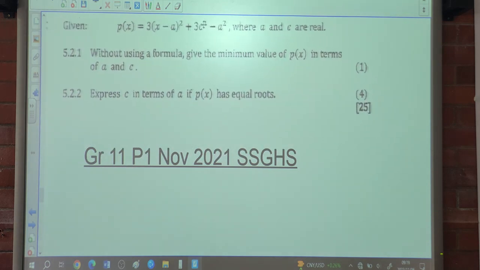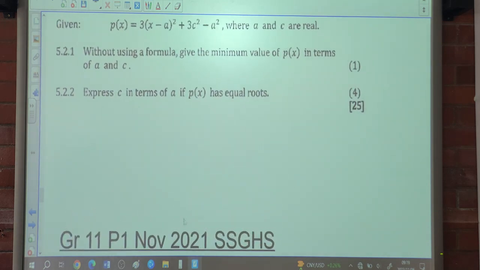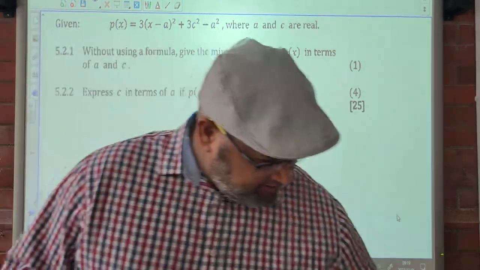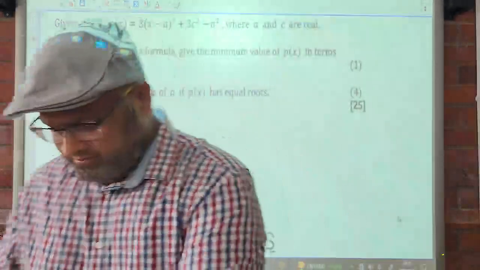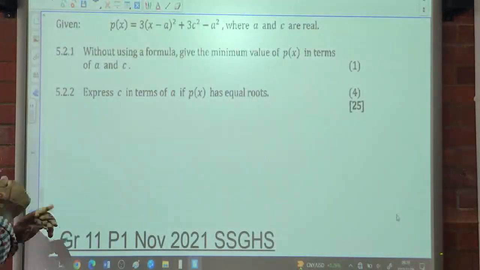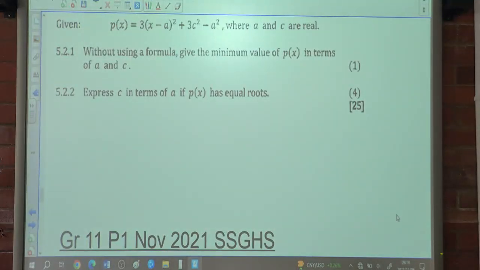Right, people, let's look at 5.2. Okay, so here we are given that p of x is equal to 3 into x minus a squared plus 3c squared minus a squared, where a and c are real. Without using a formula, give the minimum value of p of x in terms of a and c.